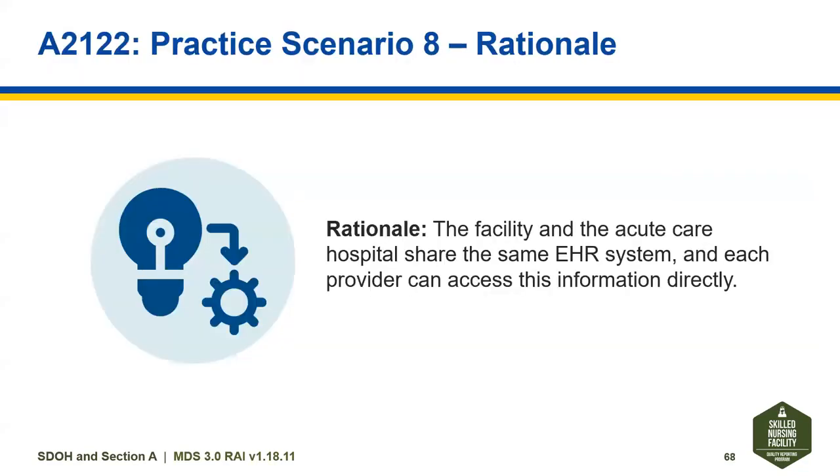And this was checked because the acute care hospital and the facility share the same EHR system, and each provider can access the information directly, and that is how this information was transmitted. As an aside, this would be similar to a health information exchange or HIE if both the receiving entity and the facility had access to the resident's information through that exchange.